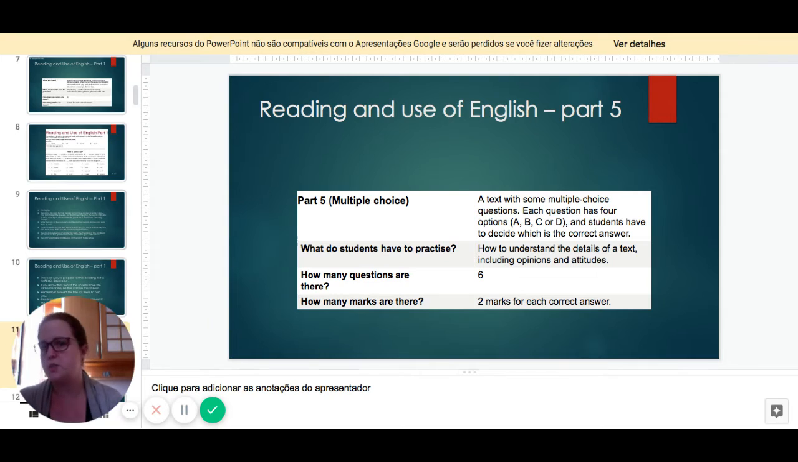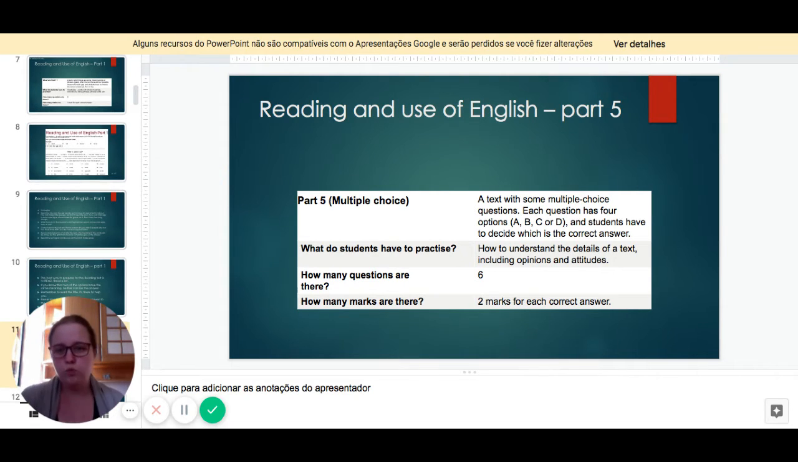Prepositions, prepositions, prepositions. Some things that are really common in part one: prepositions, pronouns, verb tenses, adjectives. They work on adjectives. They work a lot on adjectives. So adjectives, comparatives, but especially these things that are dependent on others. Okay? And then we go to part five.